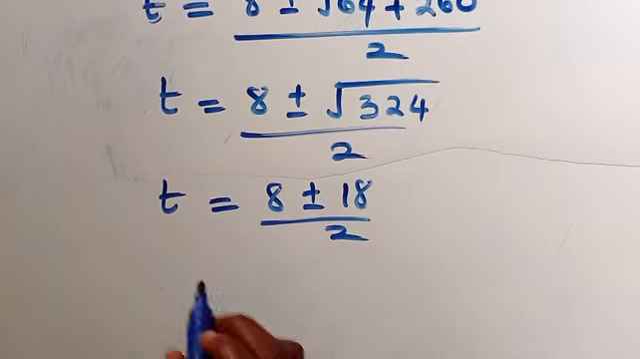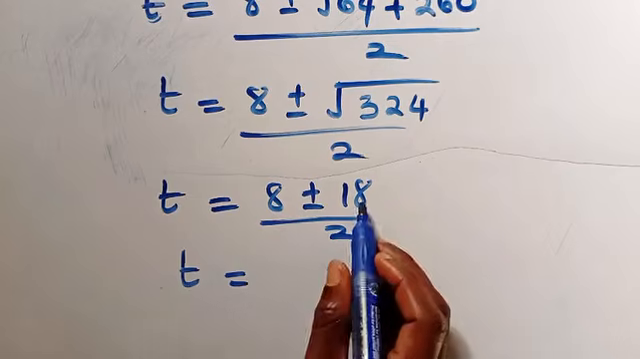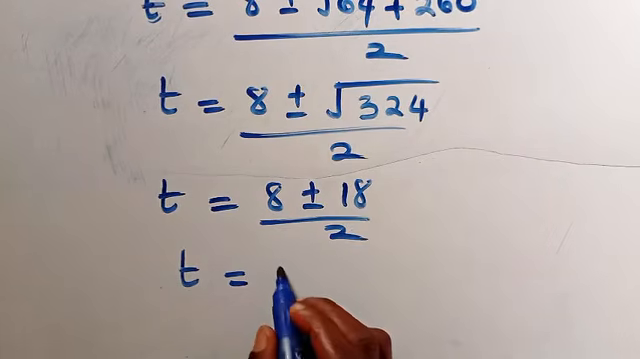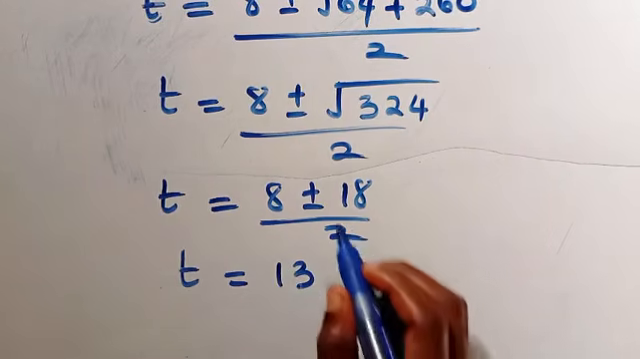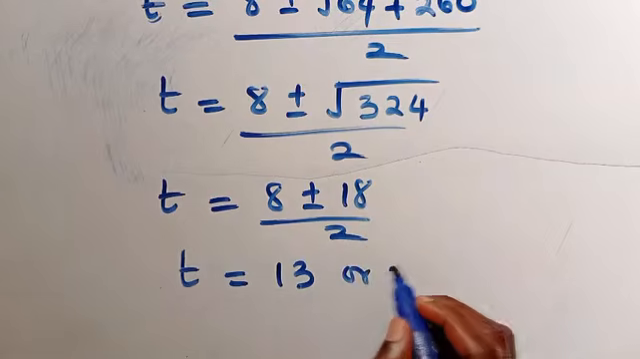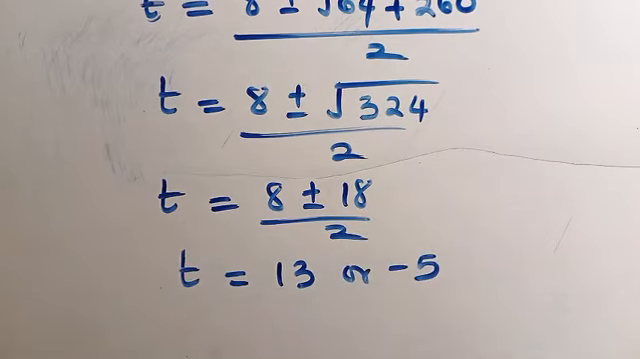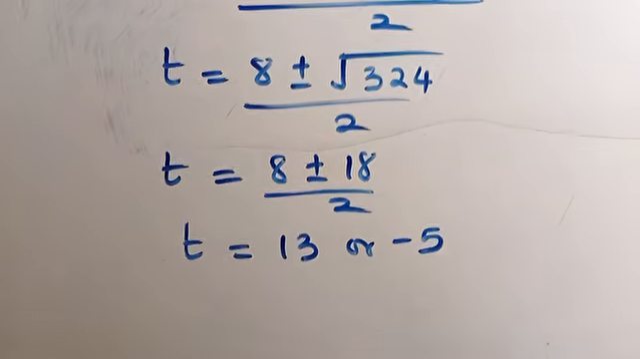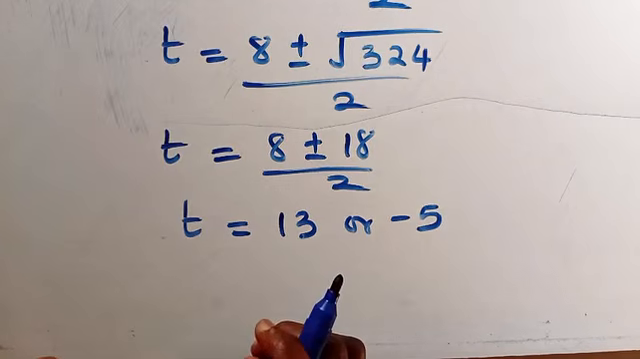So we have two values of t. So 8 plus 18 divided by 2 gives us 13. Or we have 8 minus 18 divided by 2, that gives us minus 5. And after considering these two cases, the values of t, we are going to recall from where we have f of x equals t.